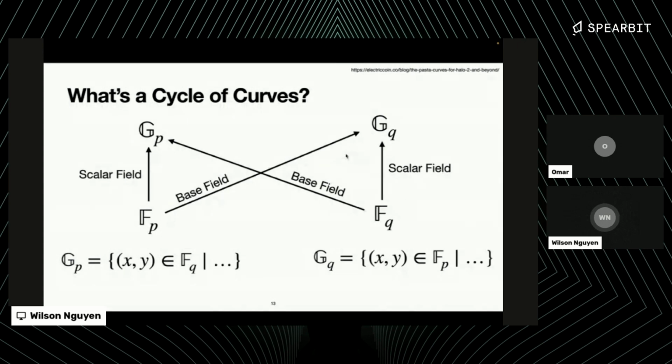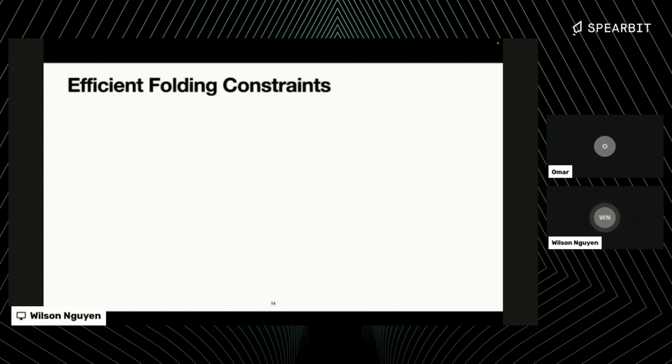This is a little bit of a confusing diagram, but the summary is that a cycle of curves consists of two elliptic curve groups, G_P and G_Q, such that the scalar field of this group will be the base field of the other group, and the scalar field of the other group will be the base field of this group. Now, if that didn't make sense, I have a cleaner summary that you'll just need to carry on. All you need to know is this summary.